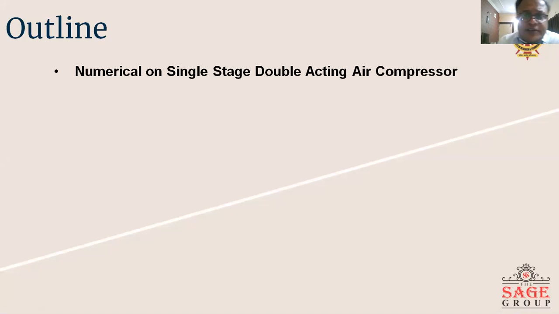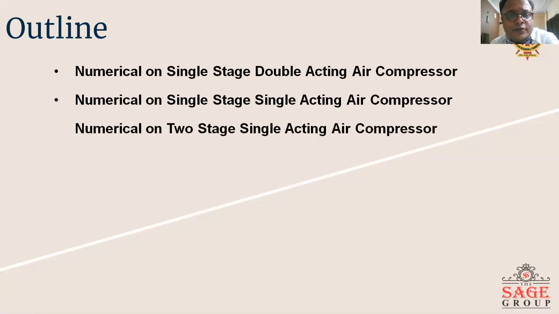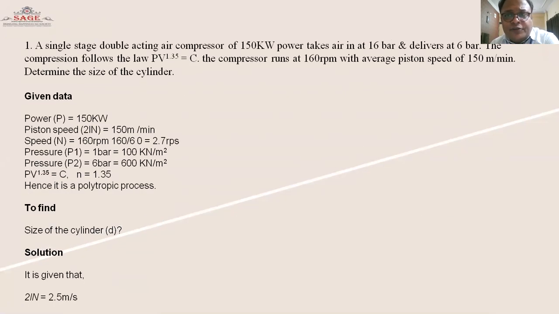Numerical on the single stage double acting air compressor, numerical on the single stage single acting air compressor, numerical on the two stage single acting air compressor. So this is the first numerical. You can note down this numerical: a single stage double acting air compressor of 150 kilowatt.